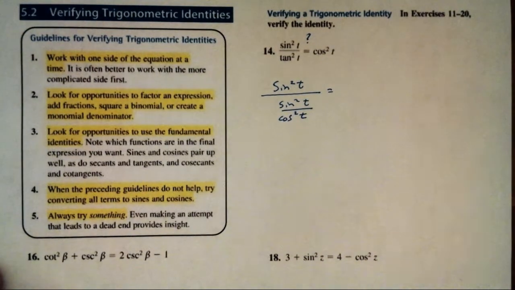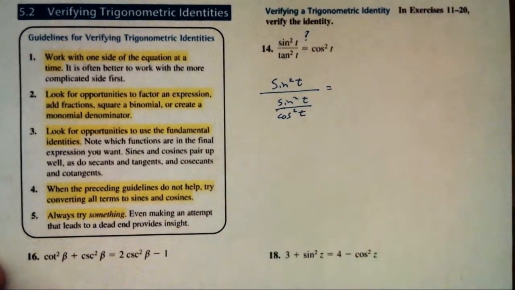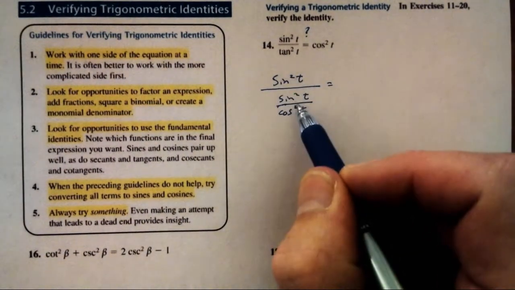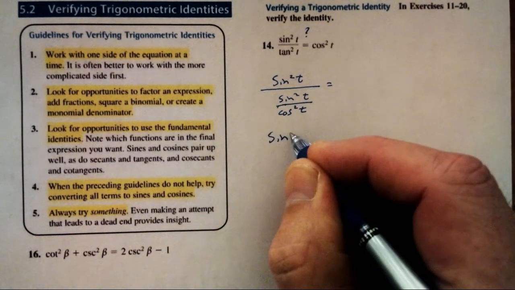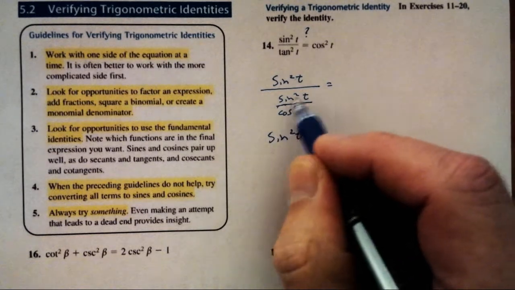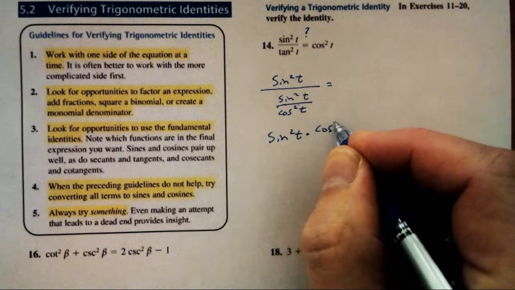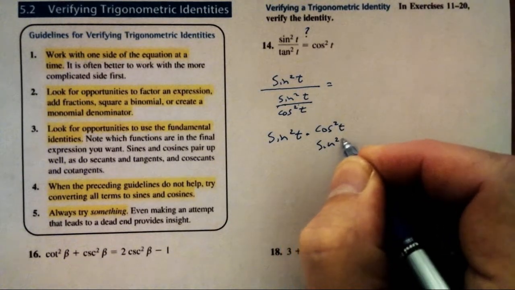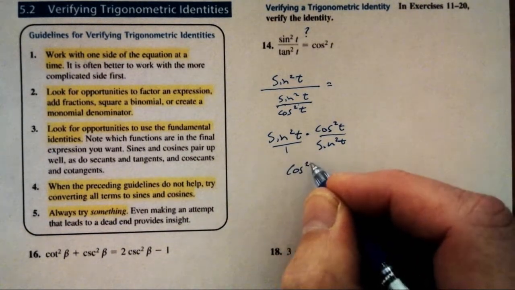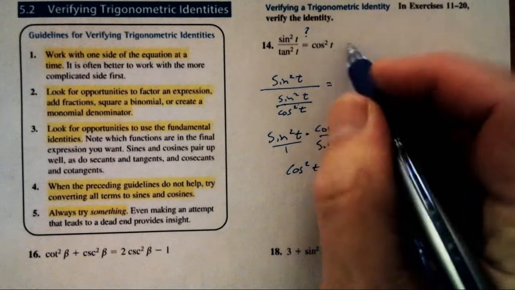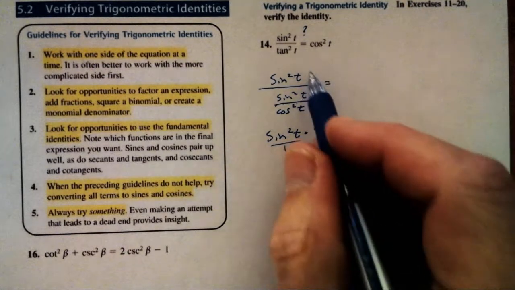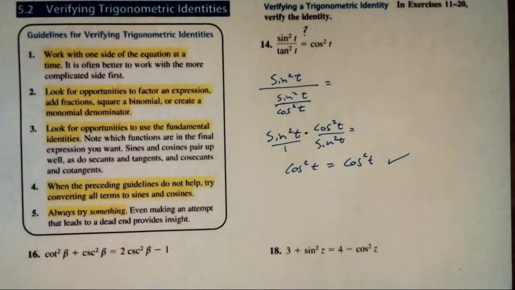And there we've created a mess, and I'm going to refer to compound fractions as a mess, and we want to immediately try to clean up the mess that we create. And I can do that because this divided by a fraction is the same as this times the divisor fraction's reciprocal, cosine squared of t on sine squared of t. And the sines cancel. I get cosine squared of t equals cosine squared of t. That's what we wanted to be equal, and we are out of this one.